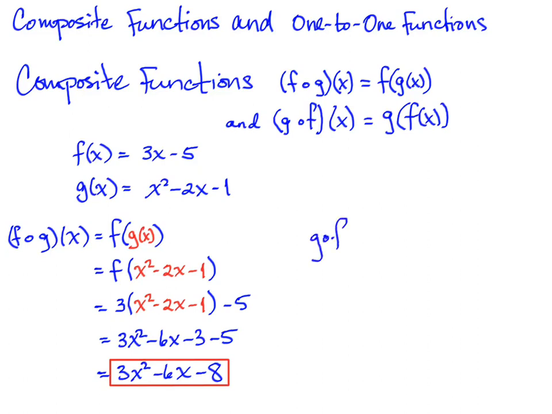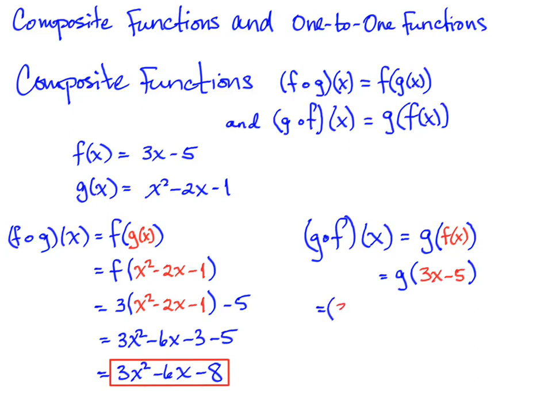So let's see what function we get when we do g composed with f of x. We do it in a different order. So the definition of this is g of f of x. So we're going to take g and plug in that linear function, 3x minus 5. So remember what the rule for g is: take that input and square it, then subtract 2 times the input, then subtract 1 from that. So we're going to have to simplify this.